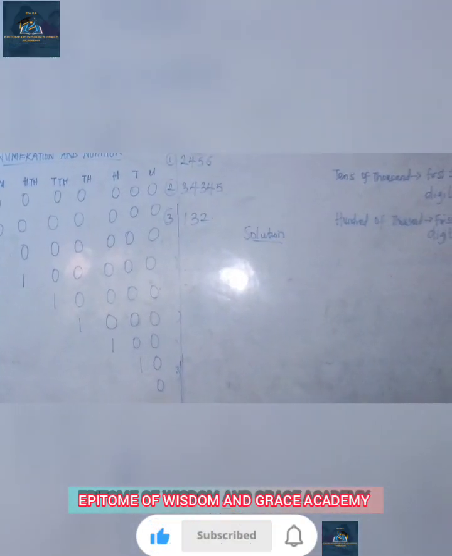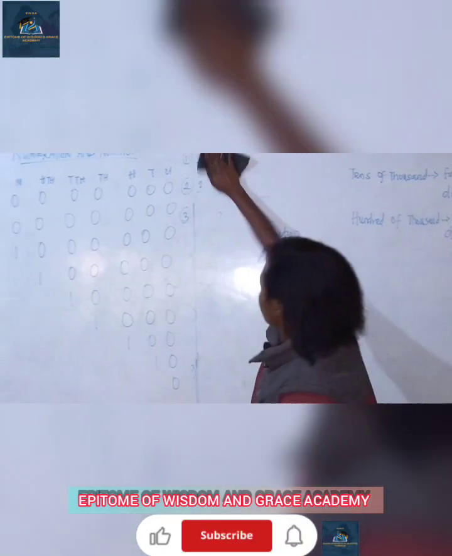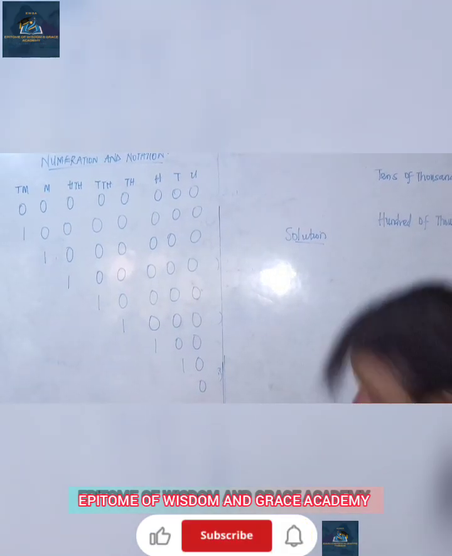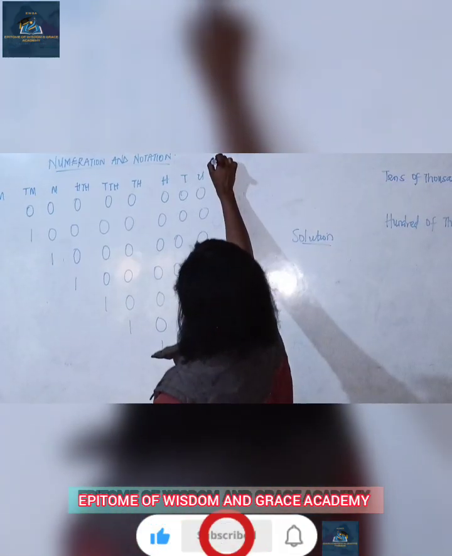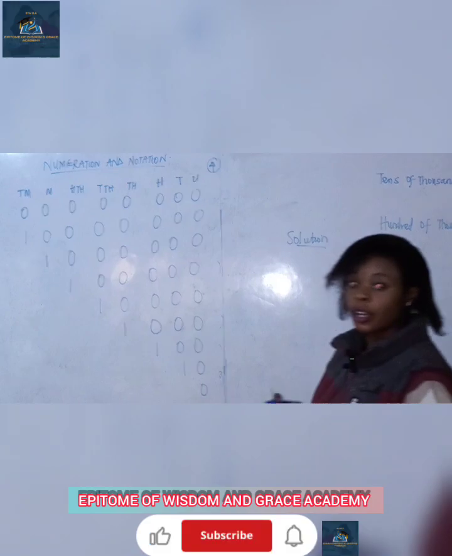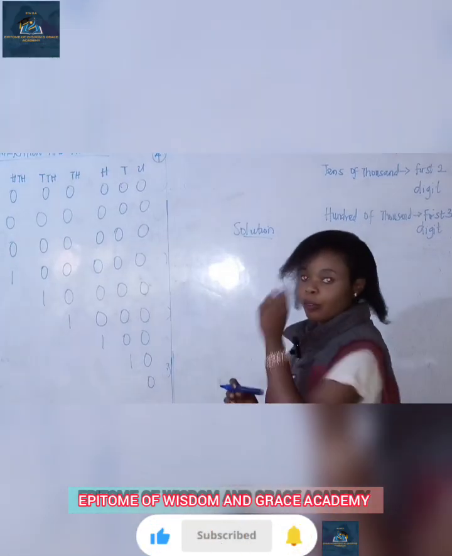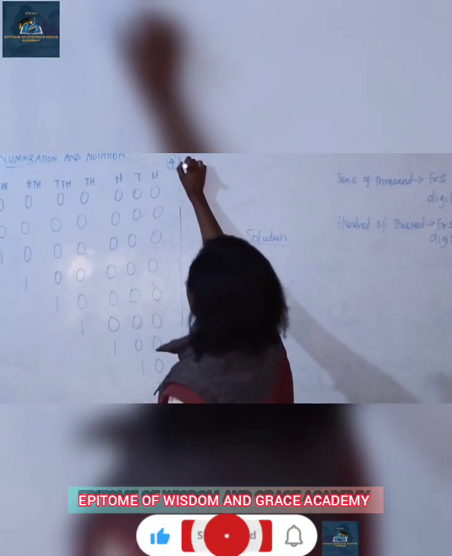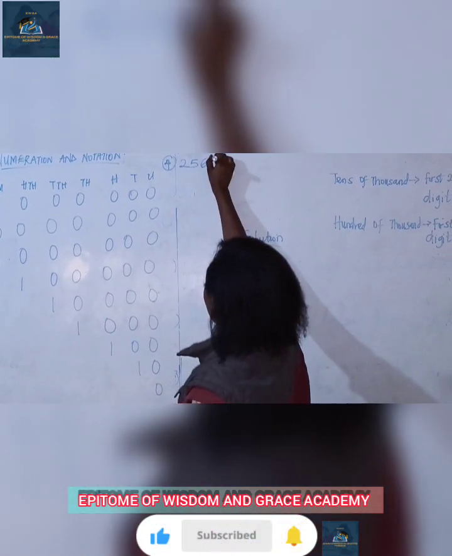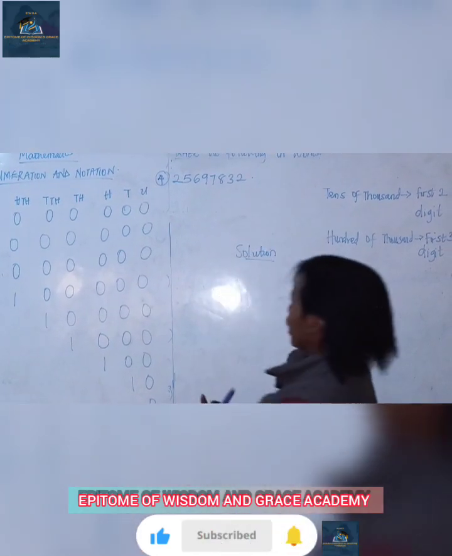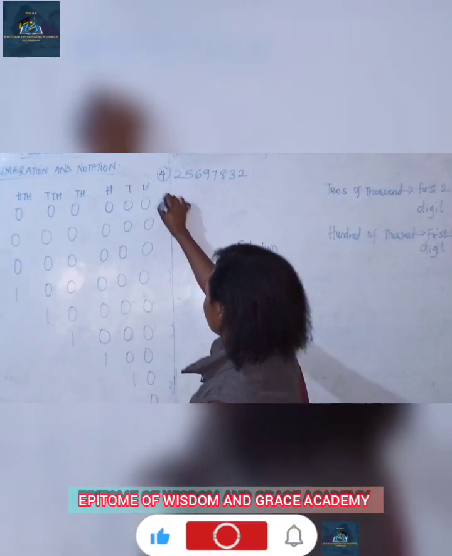Now I want to give us more questions. Okay, number 4. From where we actually stopped. No, we actually did 1 to 3. So we'll continue from number 4. Okay, let's do 2 more.